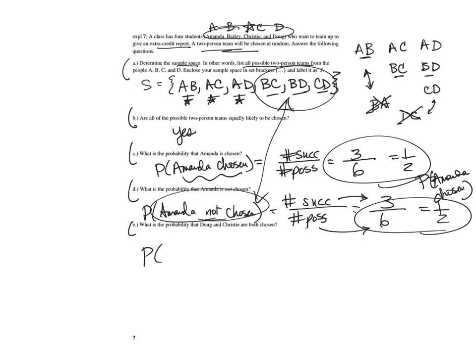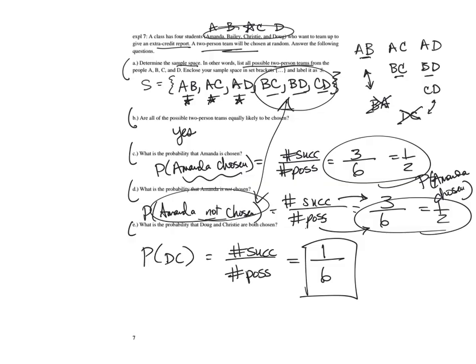What is the probability that Doug and Christy are both chosen? Well, there's only one of those 6 possibilities where that was the case, wasn't it? CD possibility. So it's got to be 1/6, huh?